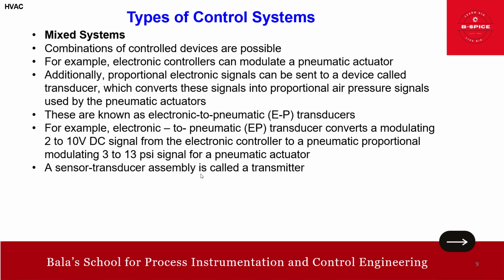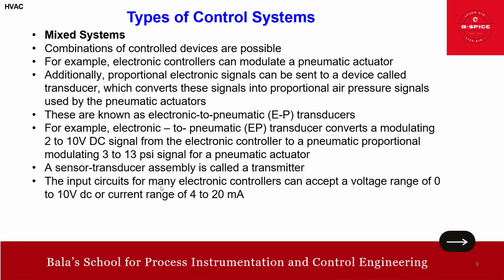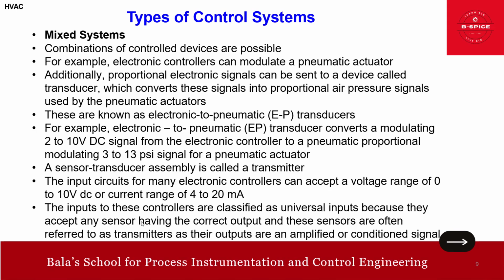A sensor transducer assembly, this total is called a transmitter. So the input circuit for many electronic controllers can accept a voltage range of 0 to 10 volt DC or a current range of 4 to 20 milliamps. So the input to these controllers are classified as universal input because they accept any sensor having the correct output, and these sensors are often referred to as a transmitter as their output is an amplified or conditioned signal.